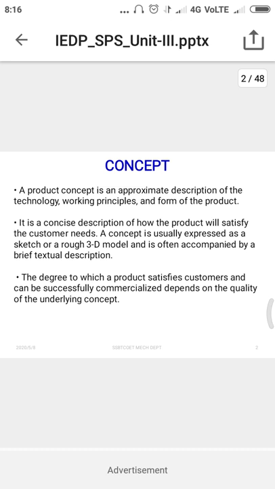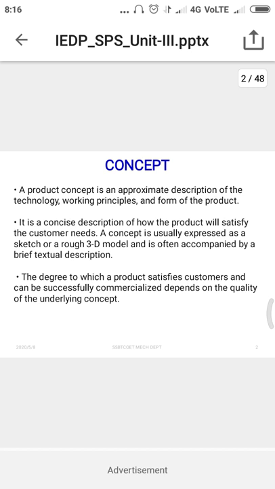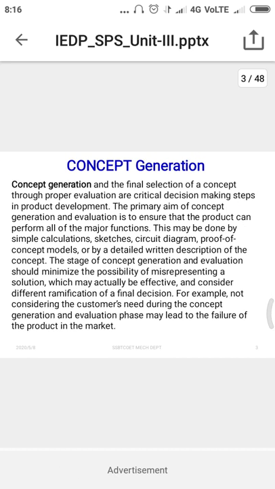A concept is usually expressed as a sketch or a rough 3D model and is often accompanied by a brief textual description. The degree to which a product satisfies customers and can be successfully commercialized depends on the quality of the underlying concepts. Concept generation and the final selection of the concept through proper evaluation are critical decision-making steps in product development. The primary aim of concept generation and evaluation is to ensure that the product can perform all of the major functions.